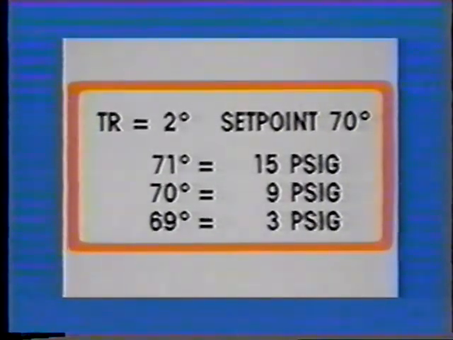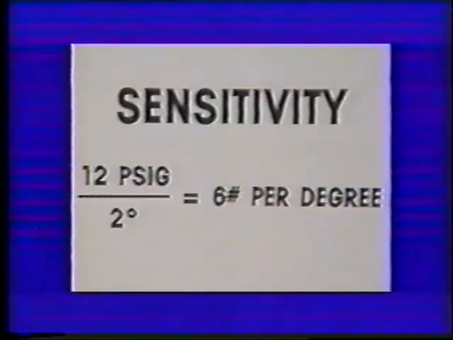Another example would be narrowing the throttling range of this direct-acting controller to a 2-degree throttling range. In this case, the output pressure change of 12 psig will occur over a range of 2 degrees, yielding a 6-pound change per degree of temperature change, or a sensitivity of 6 pounds per degree.